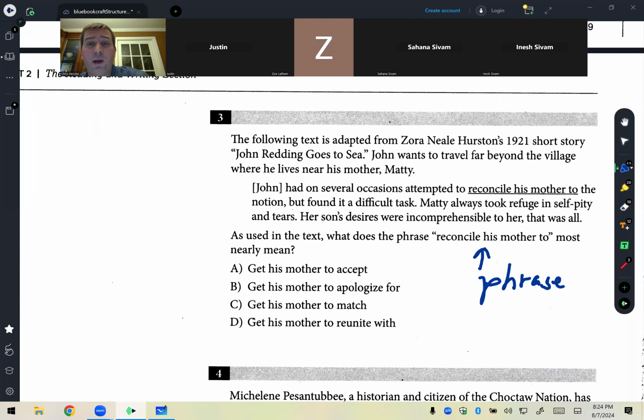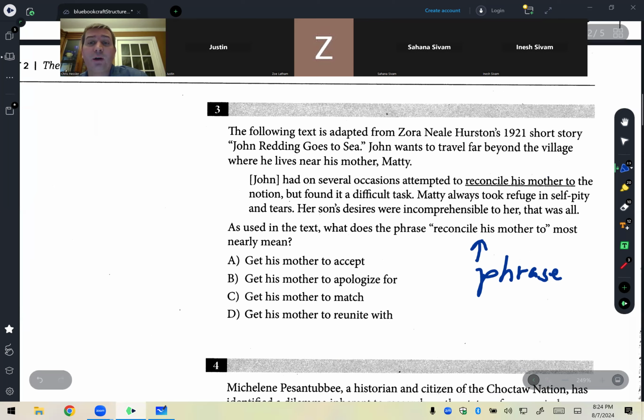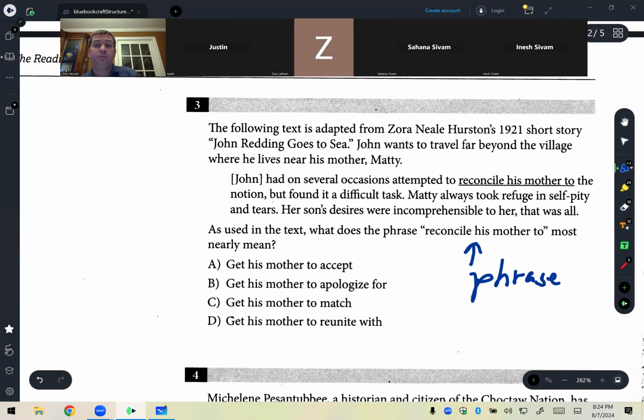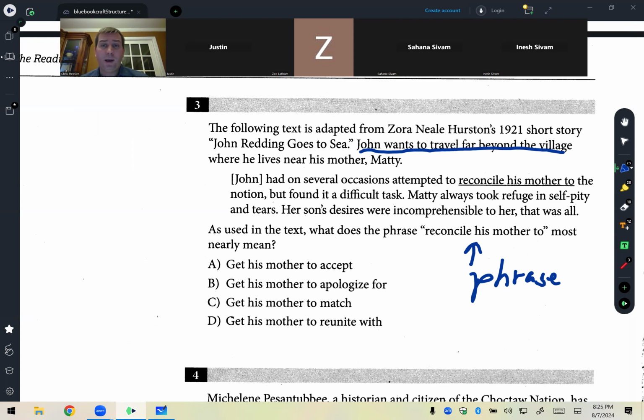So now we're asked for a synonym, but for this entire phrase, not just a single word. This is from a short story. John had on several occasions attempted to reconcile his mother to the notion, but found it a difficult task. Maddie always took refuge in self-pity and tears. Her son's desires were incomprehensible to her. That was all. They tell us John wants to travel far beyond the village. As used in the text, what does the phrase reconcile his mother to most nearly mean?